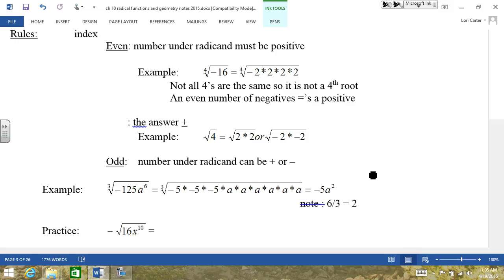All right. Now I'm going to show you that was an odd exponent, or an odd index. An odd index can be positive or negative. Because if I do -2 times -2 times -2, what do I get?